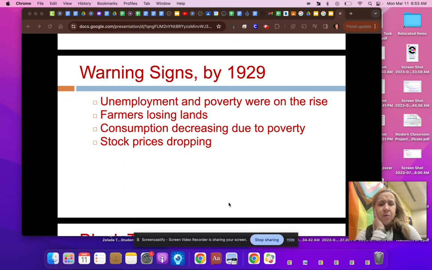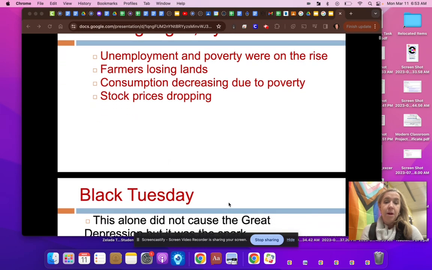Unemployment and poverty were beginning to rise, because you can only make so much to a point where things kind of fall apart. Farmers in rural areas were also losing their lands. There was overproduction, so people were not making money on farmlands. And then consumption begins to decrease. If people are losing their jobs, they're not purchasing things. Along with that, stock prices begin to drop.